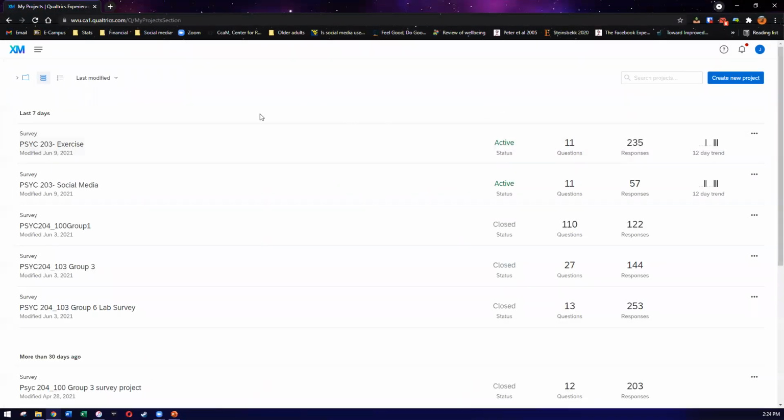All right, so just look at these top two. This is the exercise, groups 1, 2, and 3, and this is groups 4 and 5 of social media. We can see after, not even 2 days, we have 235 responses for groups 1, 2, and 3, and we only have 57 responses for the social media. Not bad. We still have like a week and a half.